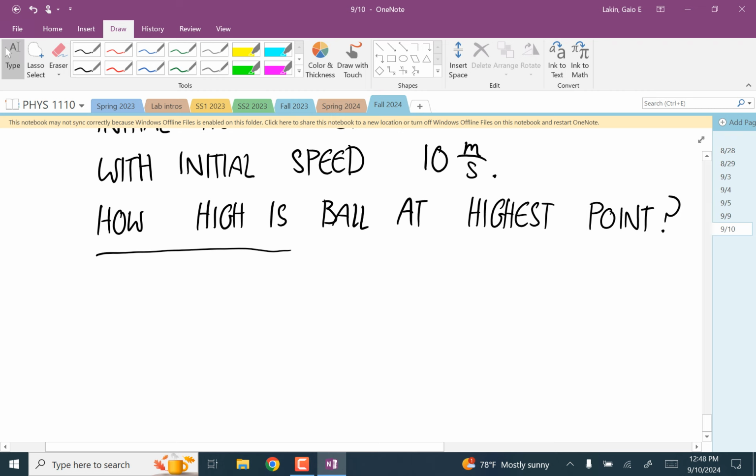Okay, so this is going to look something like this. The ball is going to be thrown from a height of 3 meters. It's going to go up, reach a highest point, and then come back down. And we want to know what this height is at the highest point.